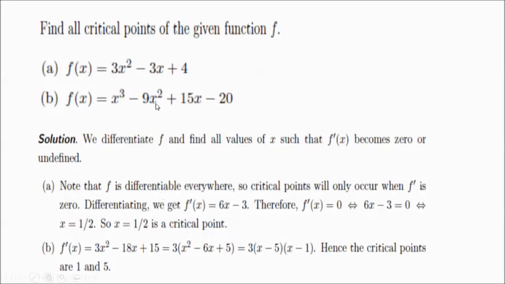How about the second one? Letter B, x cubed minus 9x squared plus 15x minus 20. So first derivative is 3x squared using power rule minus 18x plus 15.